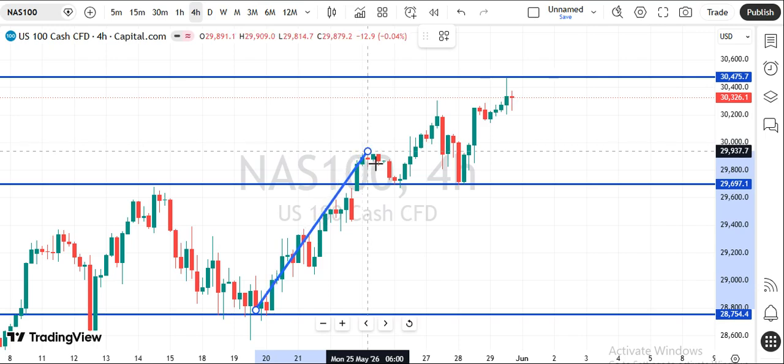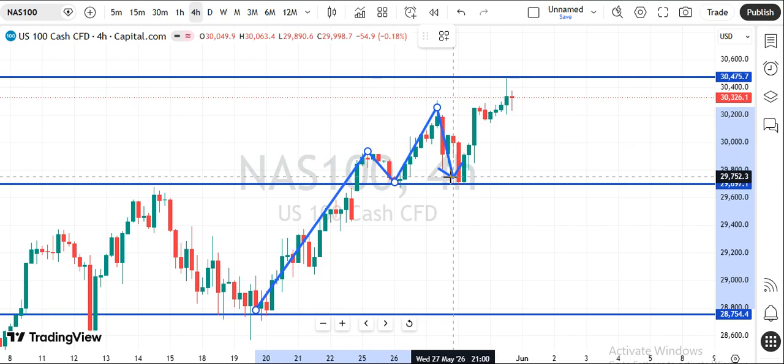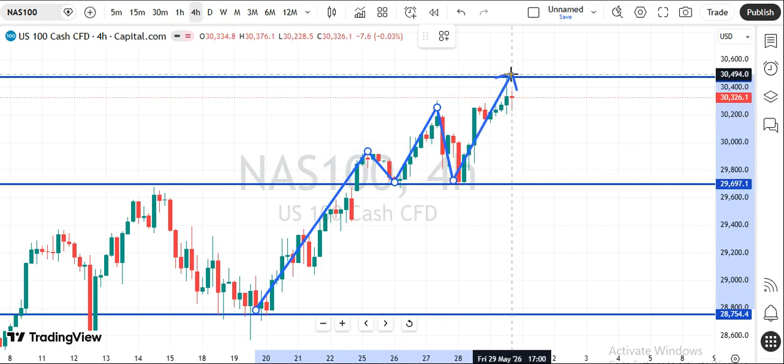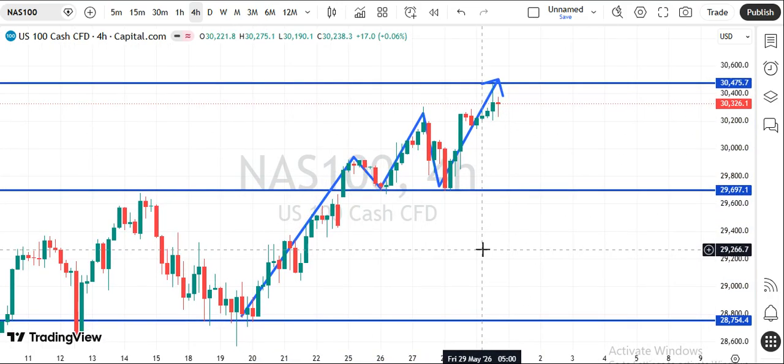Look at the market structure. We have a low, higher high, higher low, then higher high. Then price is still at that resistance. So that means structure is bullish all the way from the monthly to the 4-hour time frame. Buyers are in control. There's no change of character anywhere.